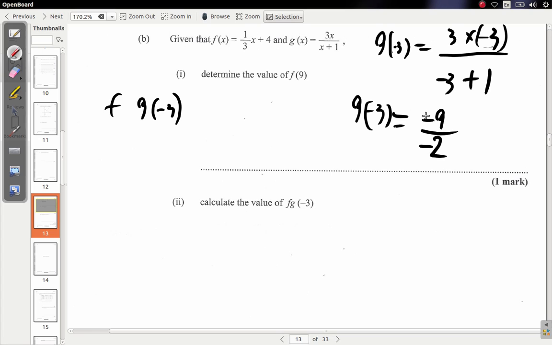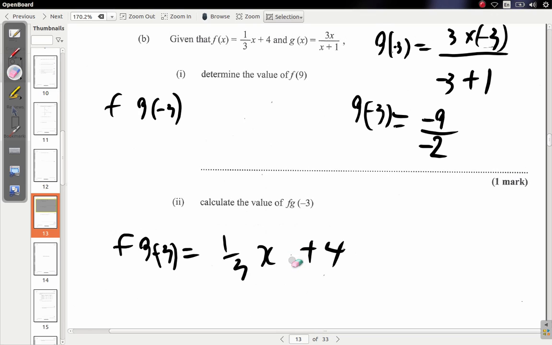Now, this, you're going to put it in f. So, f of g. Let me write it that way first. And get rid of that here. F of x equals what do you say? 1/3 x plus 4. But now, f of x, you want f of g of -3.